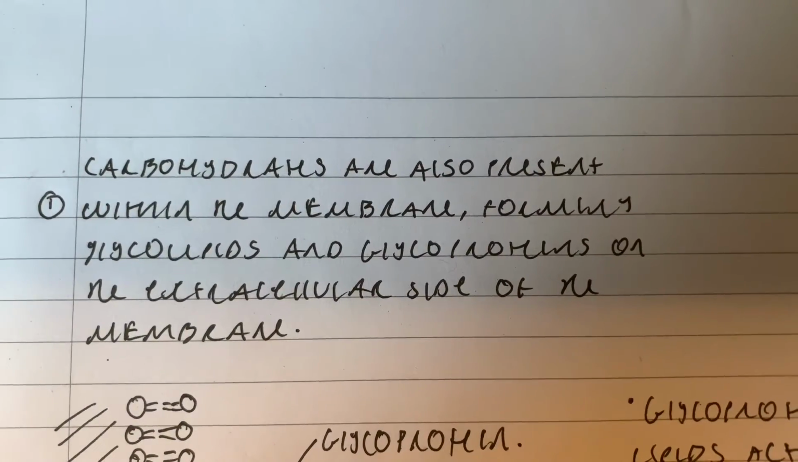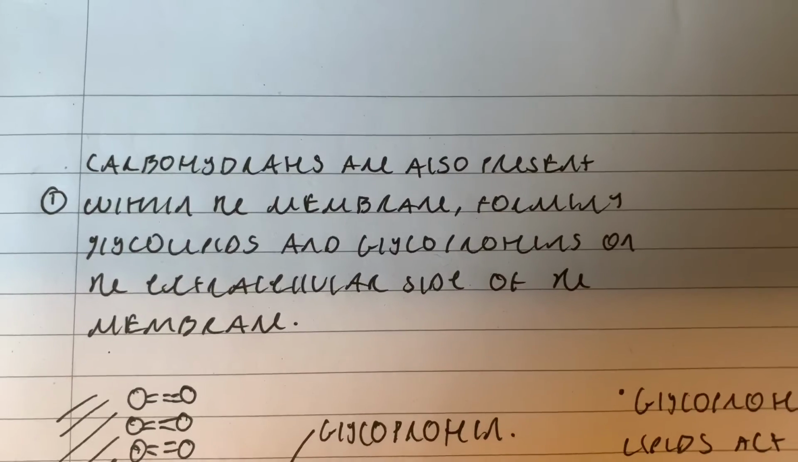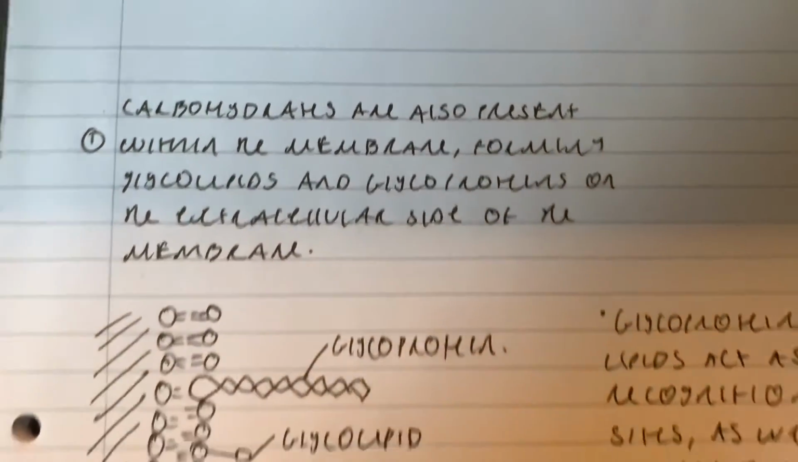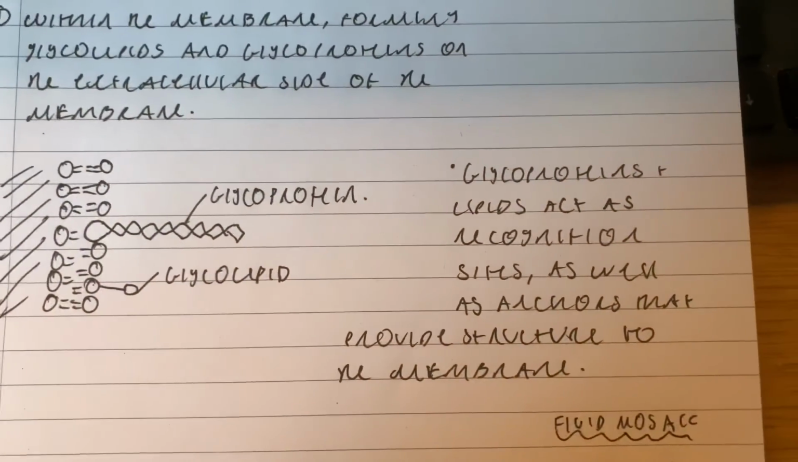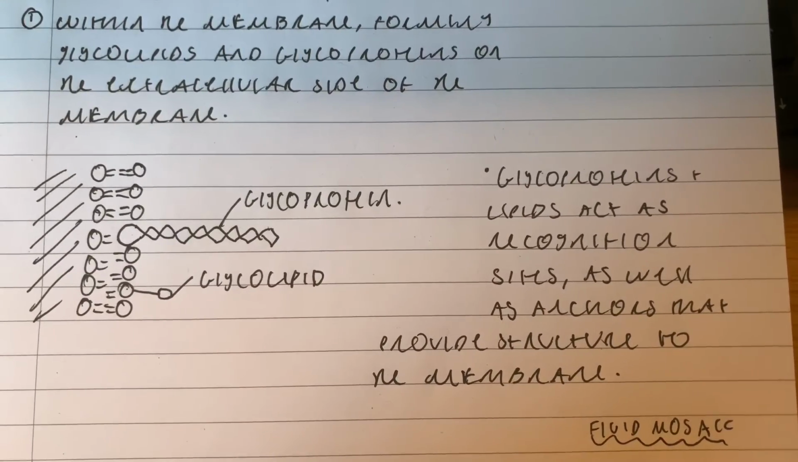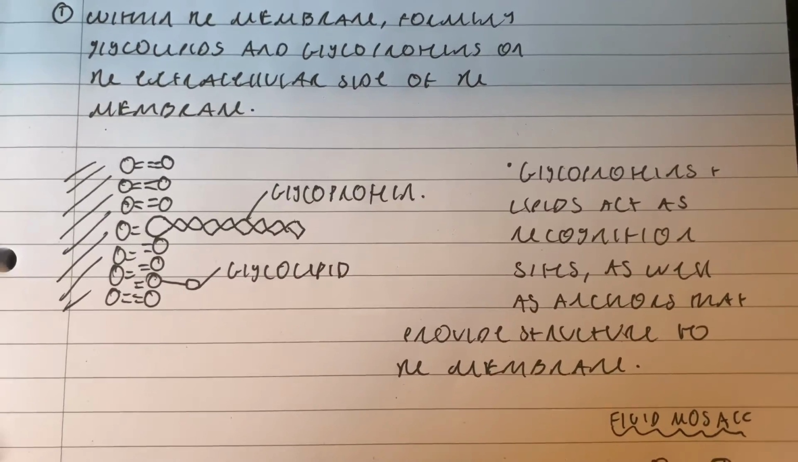Carbohydrates are also present within the membrane, forming glycolipids and glycoproteins on the extracellular side of the membrane. Glycoproteins and glycolipids act as recognition sites, as well as anchors that provide structure to the membrane.